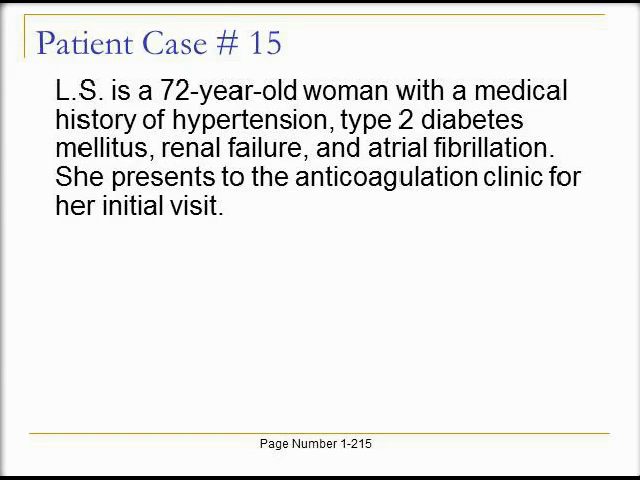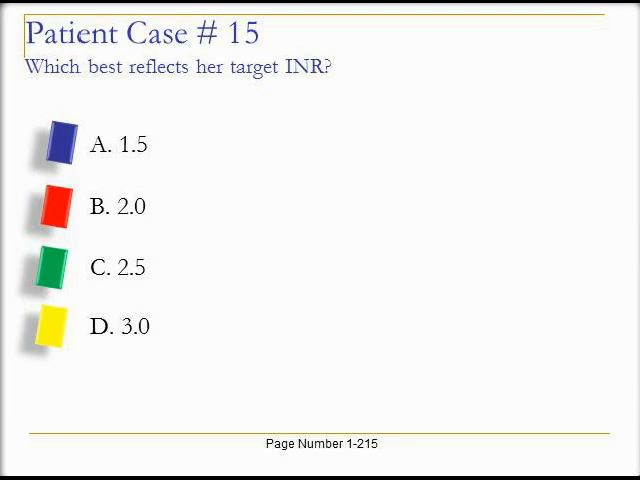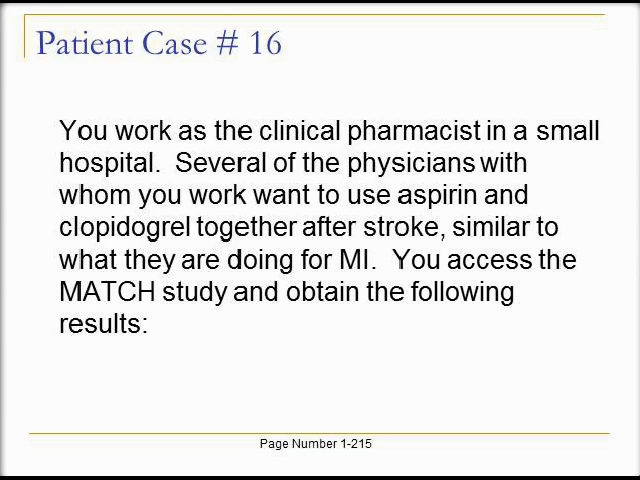Patient case 15, LS, is a 72-year-old woman with a medical history of hypertension, type 2 diabetes, renal failure, AFib. She presents to the anticoagulation clinic for her initial visit. And this one is an easy one, right? What's her target INR? 1.5, 2, 2.5, or 3? I just thought you'd want a break here in the middle, right? Okay, so 2.5 is right. Good job.